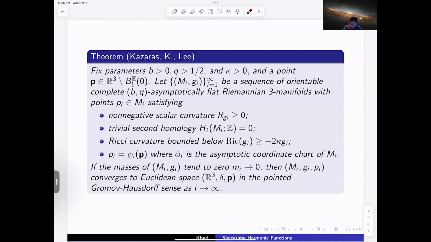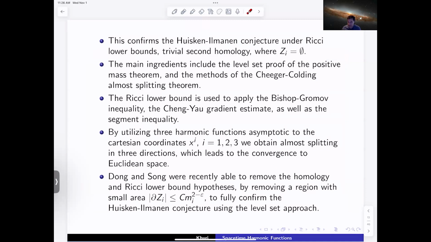The main idea, or the impetus for this result, was to try and combine the level set formula for the mass with the Cheeger-Colding almost splitting theorem, the techniques of Cheeger-Colding. And this is where we use the Ricci lower bound. We use the Cheng-Yau gradient estimate, also the segment inequality, in very important ways to obtain this result. And again, the idea was that we have control over the Hessian, say, L2 control over the Hessian. And this was one of the core arguments in the Cheeger-Colding proof.